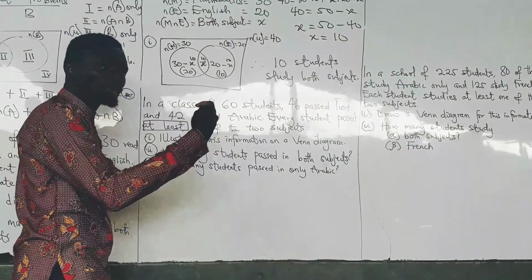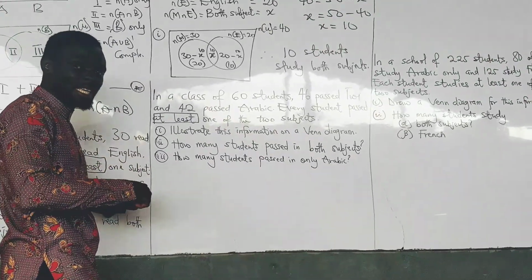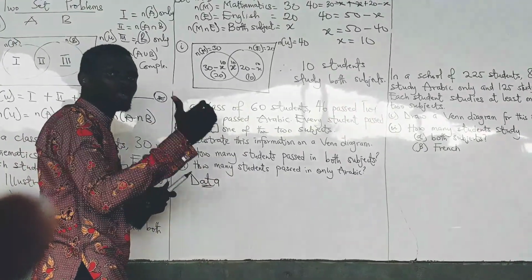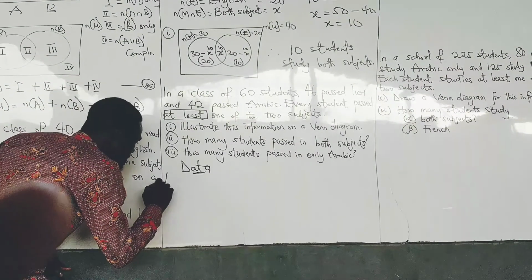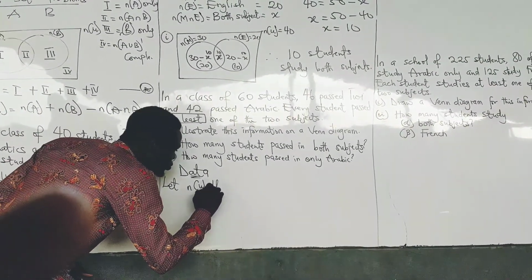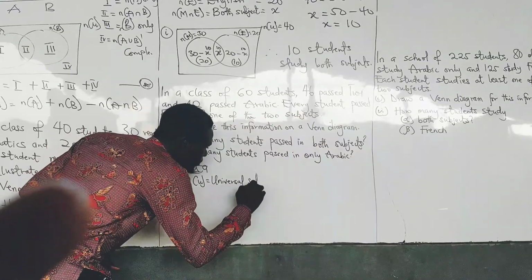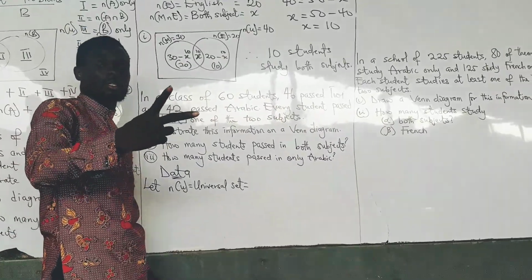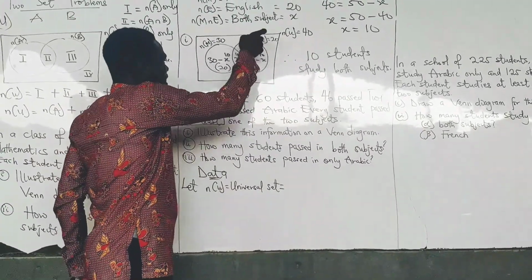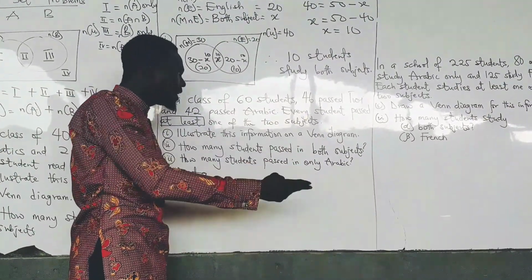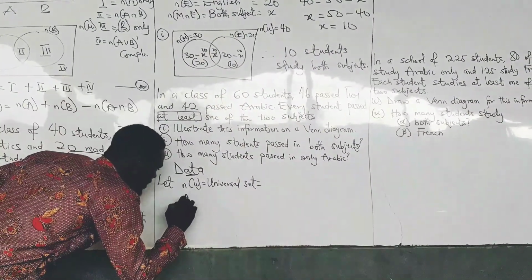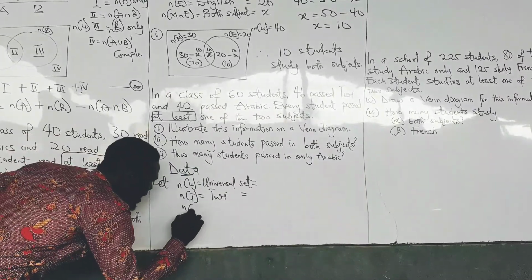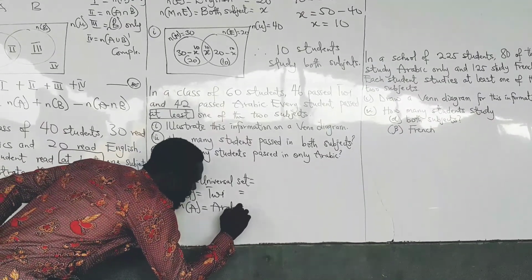So to illustrate the information on the Venn diagram, I will first need my data. With the data, I am going to define the sets and the numbers I'm going to use on my diagram. So I'm going to say, let the number U be equal to the universal set, which is equal to. Then when you look at the question, they've mentioned two sets. That's why we call it a two-set problem. This is one set, this is the other set. So they've mentioned two subjects, P and Arabic. So the number P should be equal to P, which is equal to. Then the number A from the question is equal to Arabic.